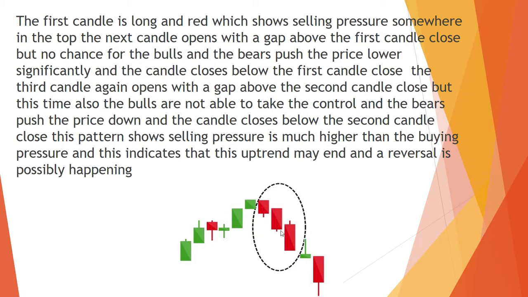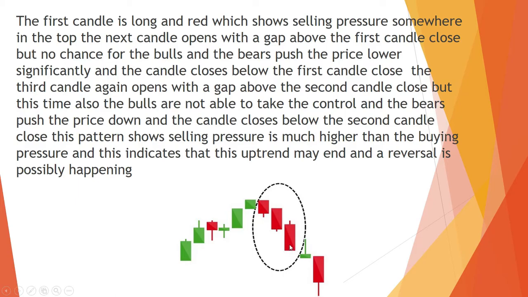The next candle opens with a gap above the first candle close. As you can see, the first candle closed here and this one just opens here, but no chance for the bulls, and the bears push the price lower significantly and the candle closes below the first candle close. Okay, the third candle again opens with a gap above the second candle close, but this time also the bulls are not able to take control and the bears push the price down and the candle closes below the second candle close.